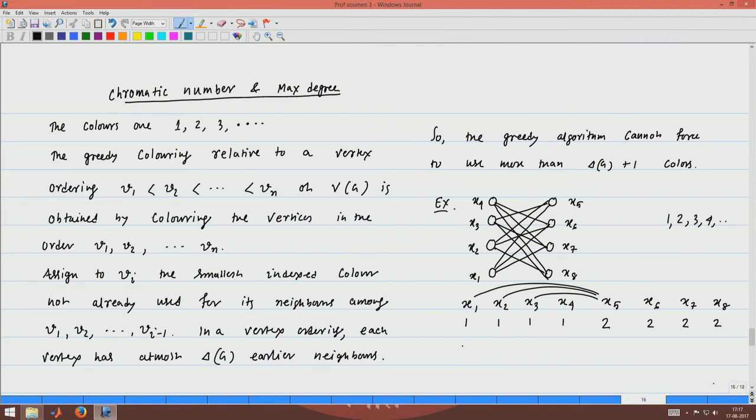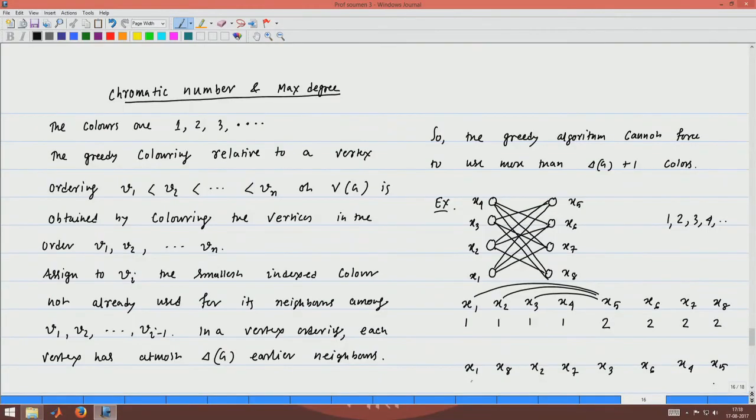So, if you take this ordering, for example, say x1, x8, x2, x7, x3, x6, x4, x5. You can start with any arbitrary ordering and the number of colors required depends on what ordering you choose. Because the ordering is arbitrary, you do not know in which order you have to color the vertices. So, if you choose this ordering, then first for x1, you can use color 1, fine.